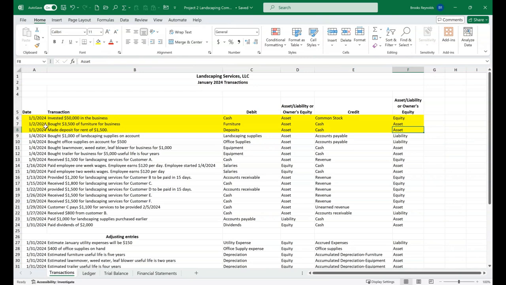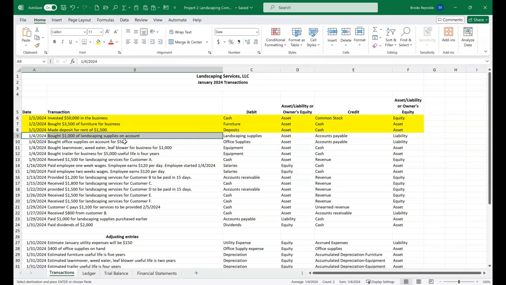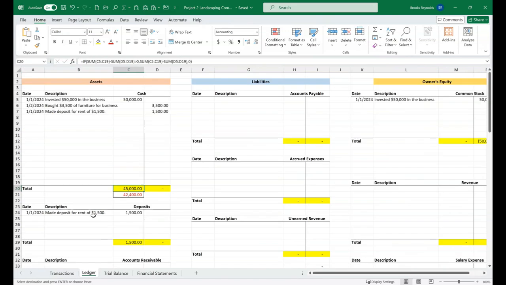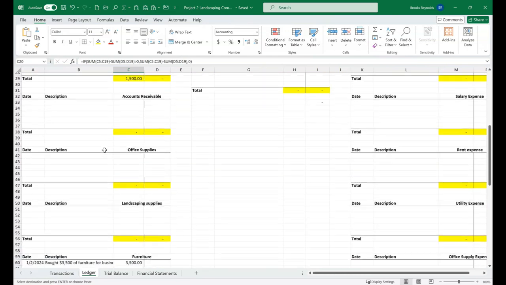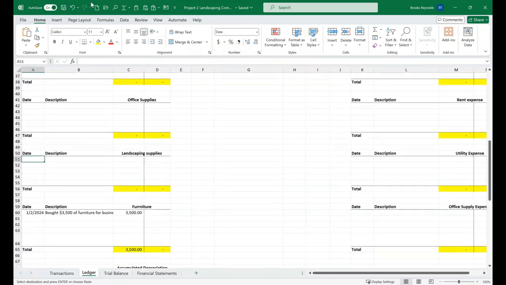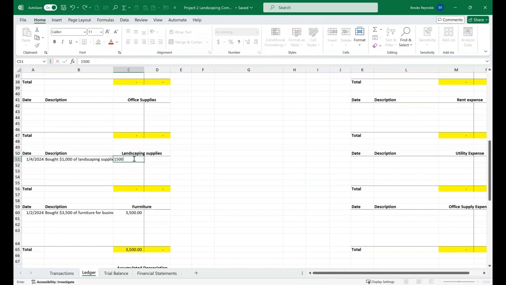Let's see if I can. She bought landscaping supplies on account. So on account means you didn't pay cash. So that means probably an accounts payable, a liability. All right, so bought $1,000 of landscaping supplies on account. So we're going to debit landscaping supplies, which is on the asset side. Landscaping supplies, so I'm going to enter that, and $1,500, or I'm sorry, $1,000.